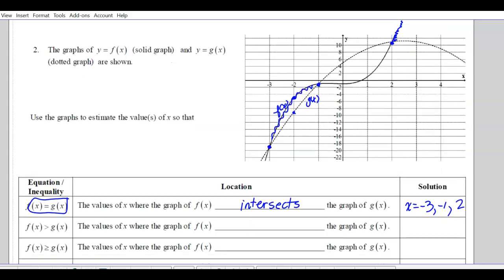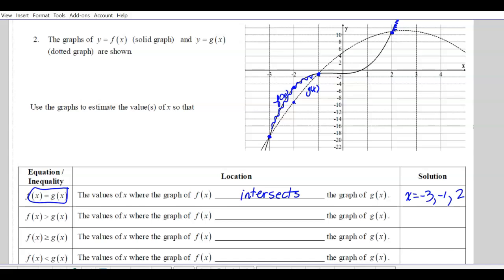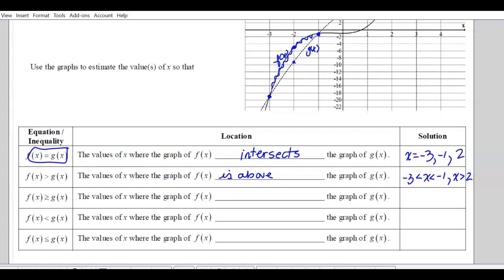So we're looking for the values of x where the graph of f of x is above the graph of g of x. Well, when does that occur? That's between -3 and -1 for x and greater than 2 for x. And then equal to is on or above. So we just put in an equal sign.